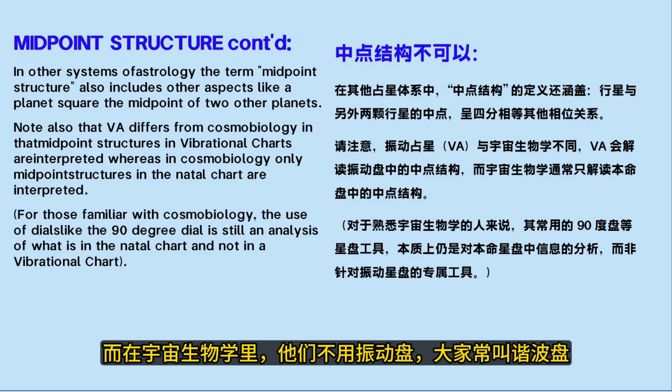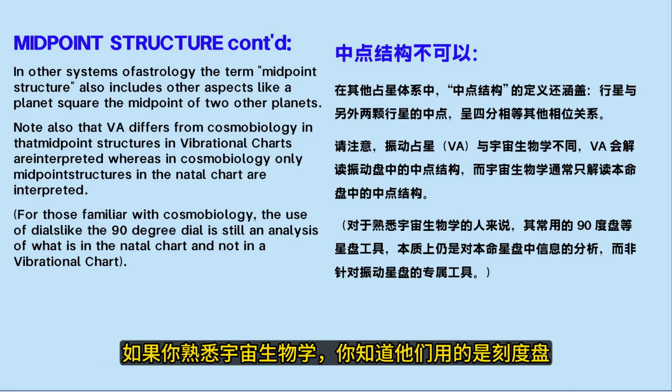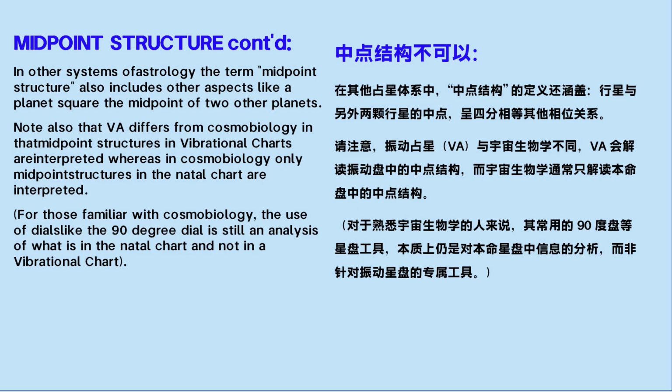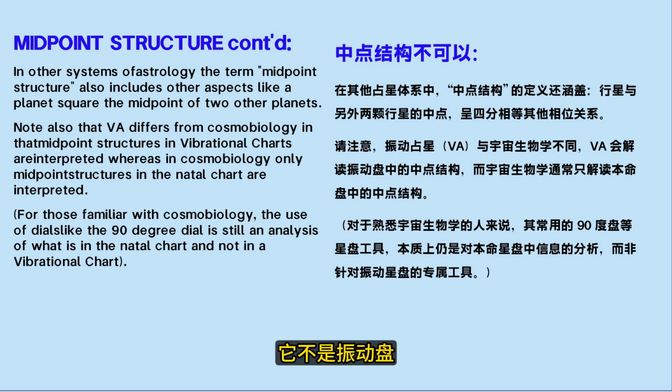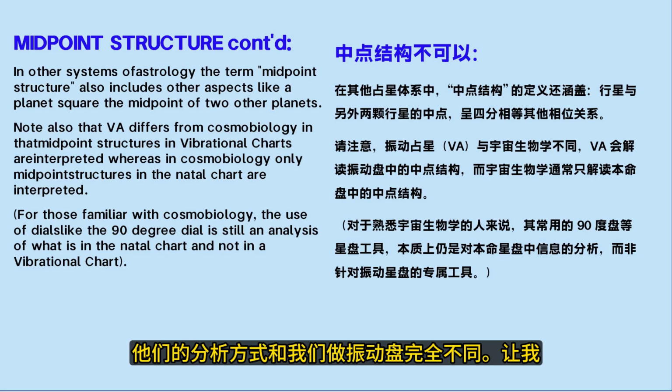So in cosmobiology, they don't use vibrational charts, more commonly called harmonic charts. If you're familiar with cosmobiology, you know that they use what are called dials, like the 90-degree dial. But a 90-degree dial is still an analysis of what is in the natal chart. It is not a vibrational chart. And they're not analyzing it the way we would do a vibrational chart.